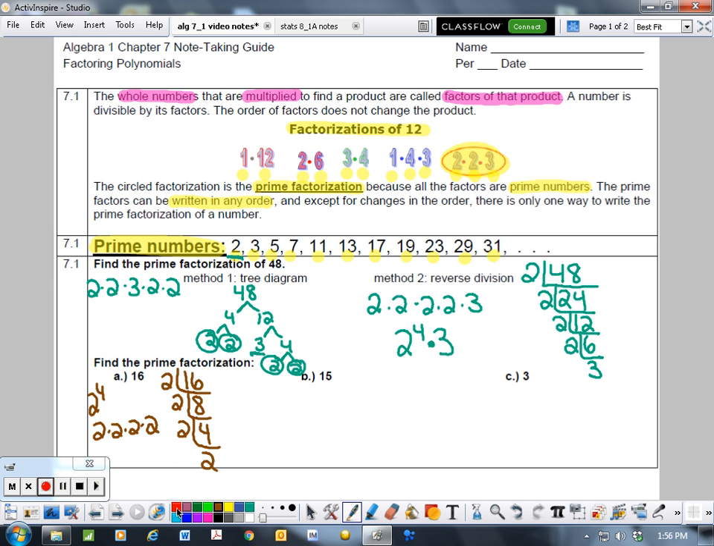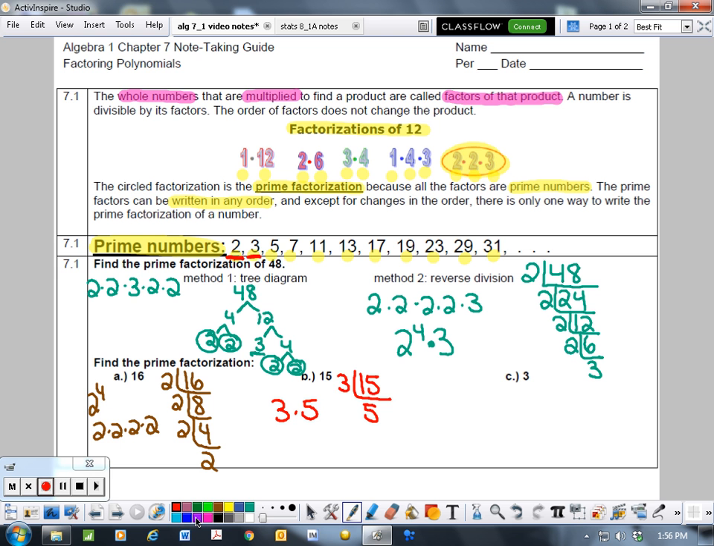Okay, next one's a special case, 15. So when I break down 15, 2 doesn't go into 15, but 3 goes into 15. So I start with my first prime number 2, it doesn't go, so I move to my next prime number 3, and 3 goes 5 times. So my prime factorization is just 3 times 5, and that's it.